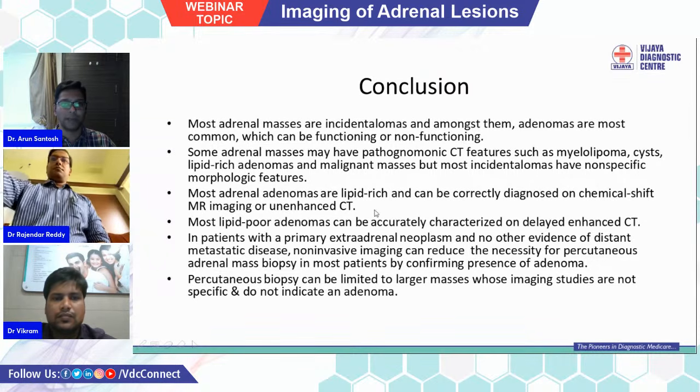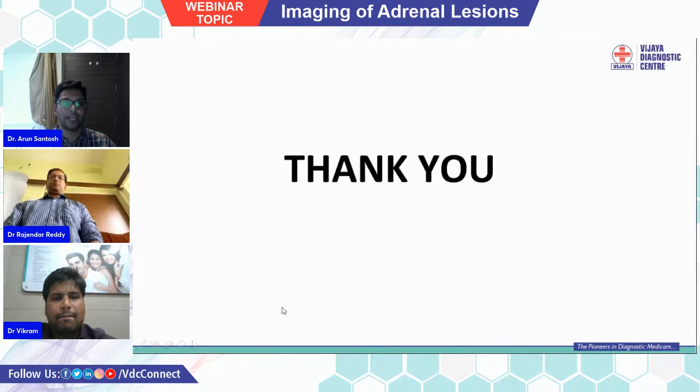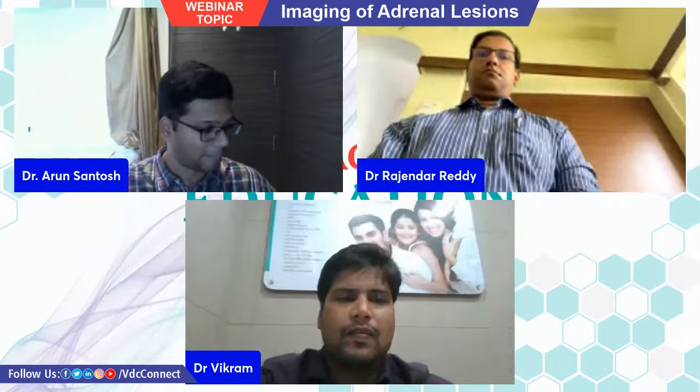Most adrenal adenomas are lipid-rich and can be correctly diagnosed on chemical shift imaging along with unenhanced CT. Most lipid-poor adenomas can be accurately diagnosed using delayed CT or chemical shift imaging. And percutaneous biopsy can be limited to larger masses whose imaging studies are not specific and do not indicate an adenoma. Thank you.